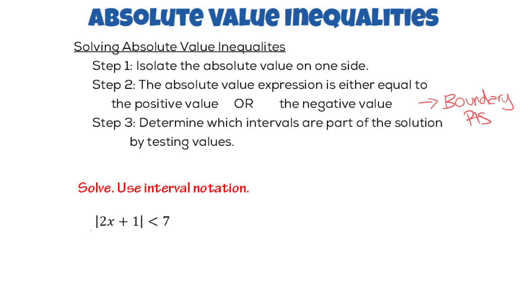In this first example, the absolute value is already by itself, so just set up your two scenarios. 2x plus 1 is equal to a 7. Notice it's a less than. I'm ignoring the less than right now while I get my boundary points, or it's equal to a negative 7. Subtract the 1, divide by the 2. So 3 is one of my boundary points. Subtract the 1, divide by 2. Negative 4 is my other boundary point. Let's make a number line.